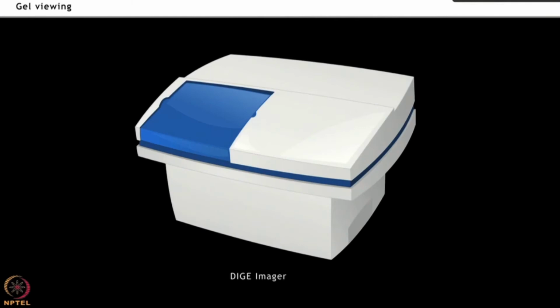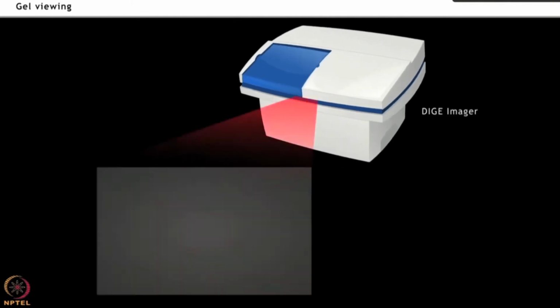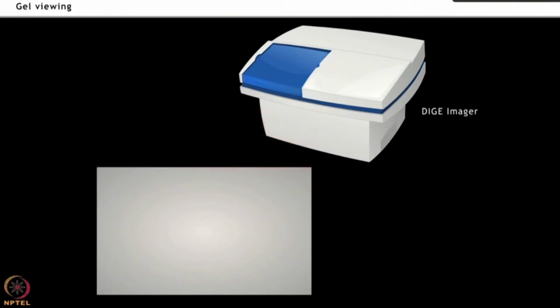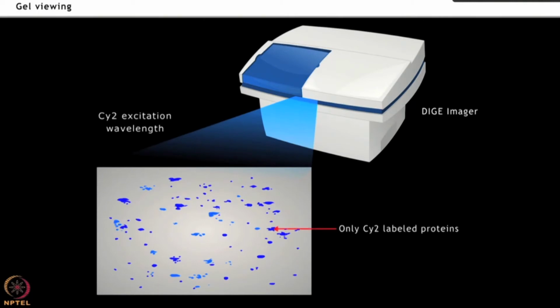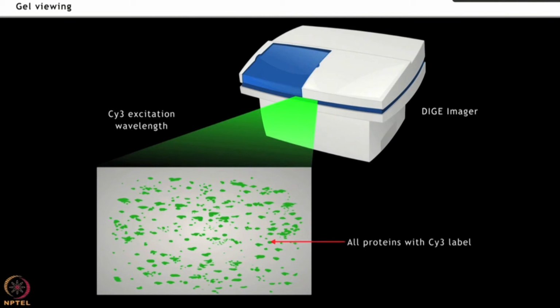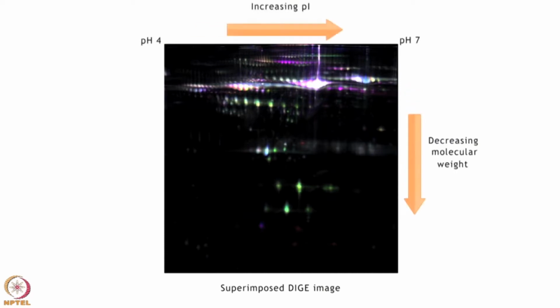The gel containing all the protein samples can be viewed by illuminating it alternately with exciting wavelengths corresponding to the various cyanine dyes. View of a superimposed dyed gel depicting all protein spots of multiple samples. Information on molecular weight and pI of proteins can be obtained from these spots.